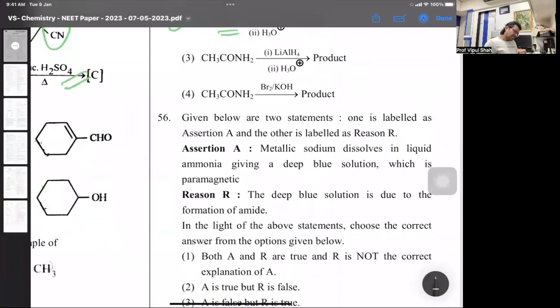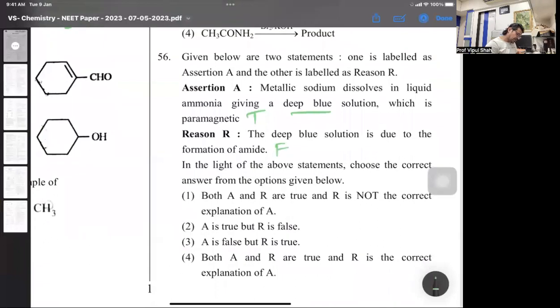It says metallic sodium dissolves in liquid ammonia forming a deep blue solution which is paramagnetic. This is a correct statement, that is true. And the deep blue solution, it says, is due to the formation of amide. False. It is due to the formation of the ammoniated electron. So it's false. So here we have the second one, that is statement A is true, but the reason is false. So 56 is 2.